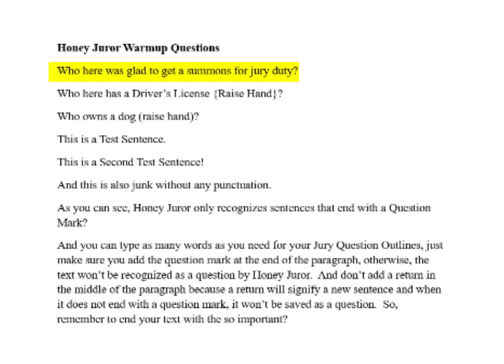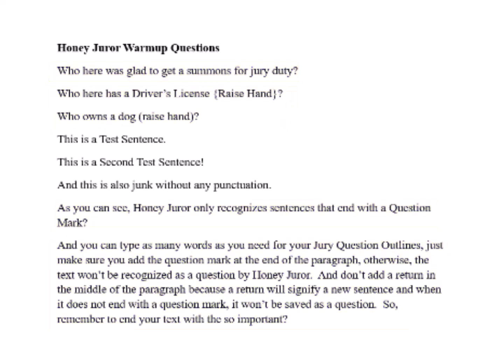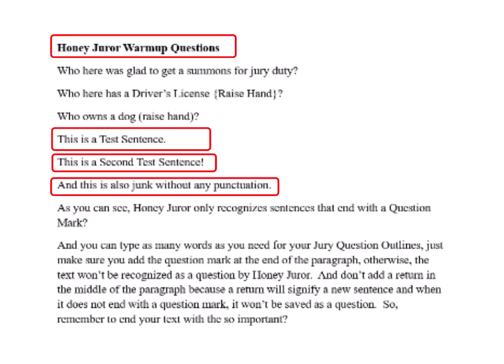The rule you need to know is that Honey Juror will import any text followed by a question mark. If you have a jury selection outline and there are no question marks in your outline, nothing will import or populate into your Honey Juror outline. And if you have some sentences with a question mark, only they will import into Honey Juror. Notice in this Word document, there is a title without a question mark, as well as a few sentences without question marks. When this document is imported, the text without question marks will not be imported.